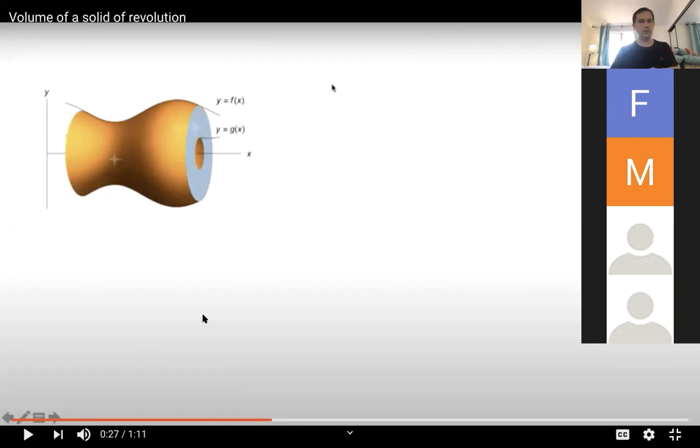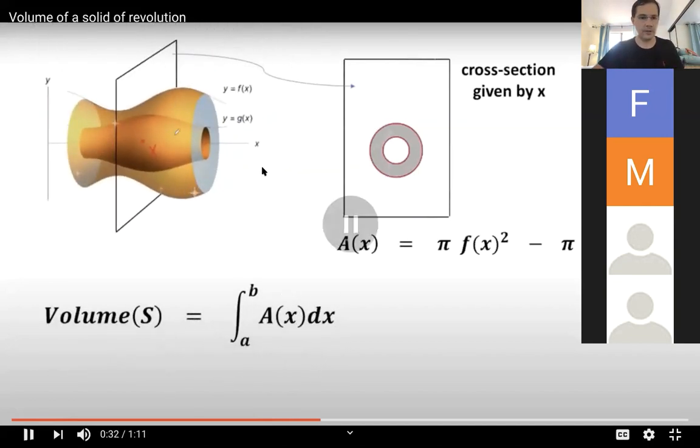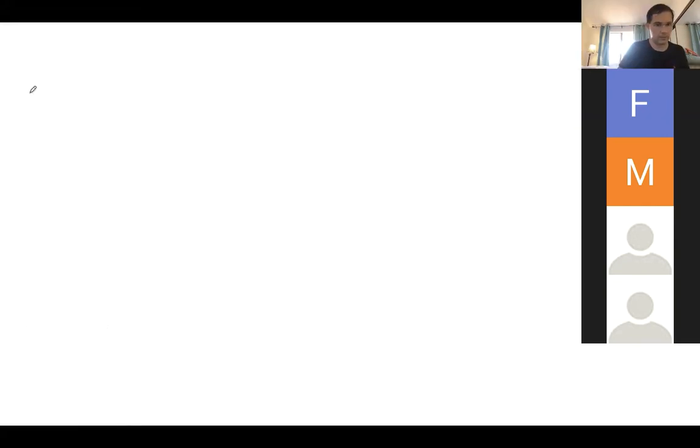Okay, so the two functions were given. We had this region enclosed by those two functions, and then we do the revolution about the x-axis, and we get the three-dimensional solid S. Let's call this solid S, for example. Then the question is how to compute the volume of this solid. So I'll draw this again very quickly.